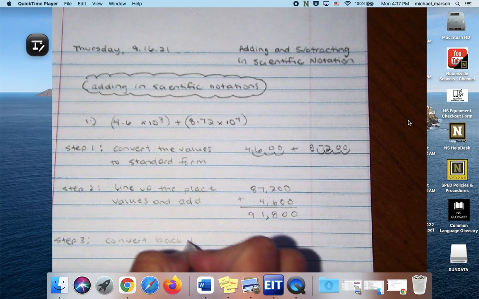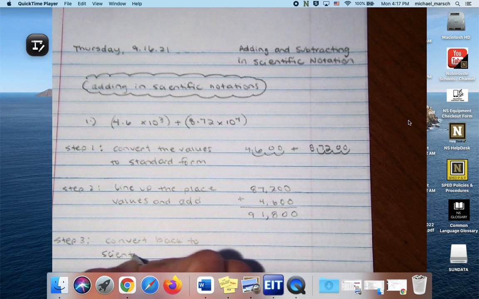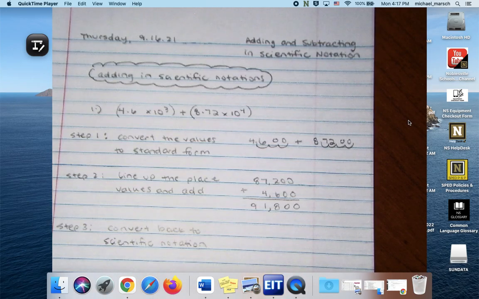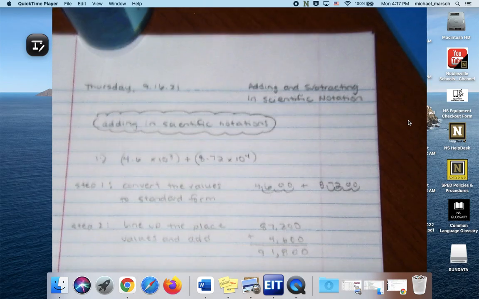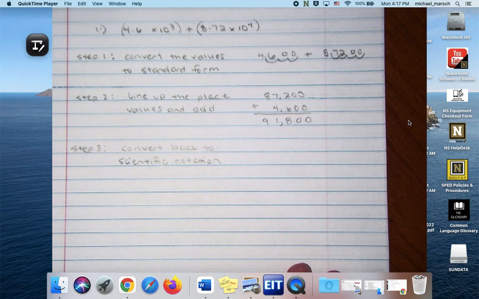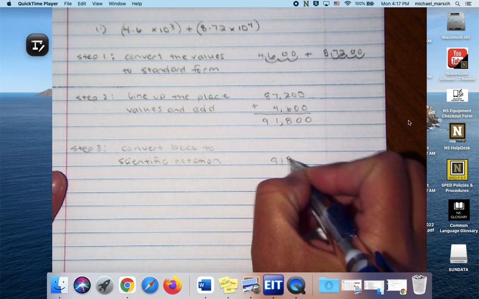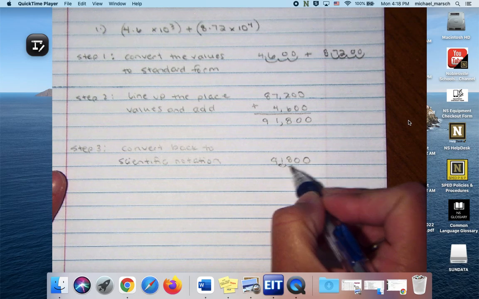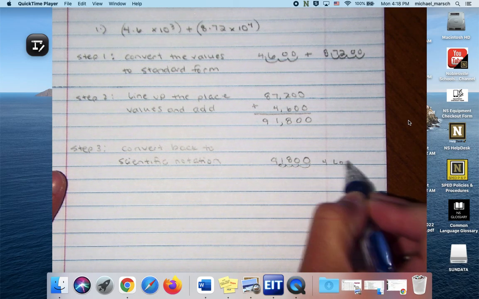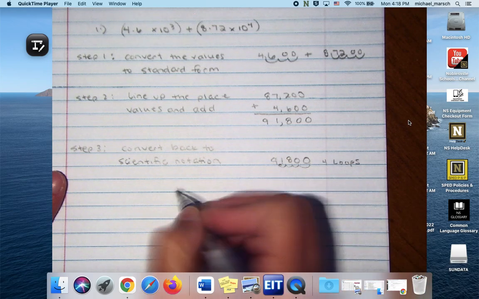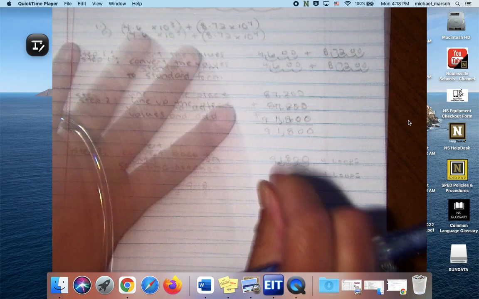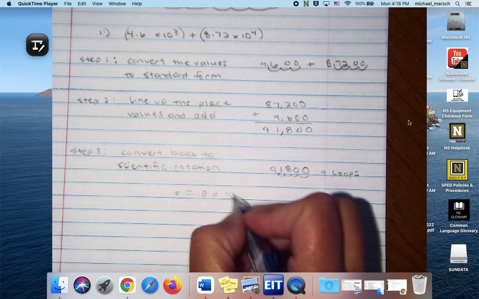And then step 3 is to convert back to scientific notation, which I know you guys all can do because we've practiced that plenty, right? Convert back to scientific notation. I'm sorry that that's kind of hard to read. So I would write the 91,800. I'm going to put my decimal here, and I would count 4 loops to the right. So my final answer is going to be 9.18, I don't even have to have the zeros, right? Times 10 to the fourth.